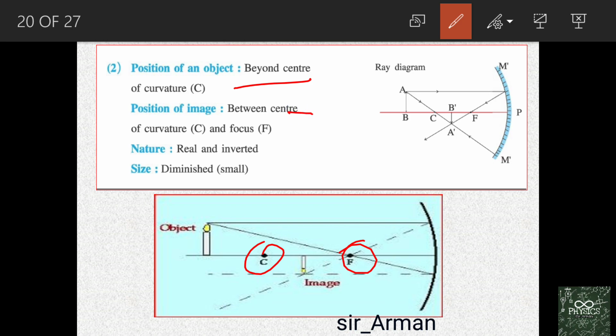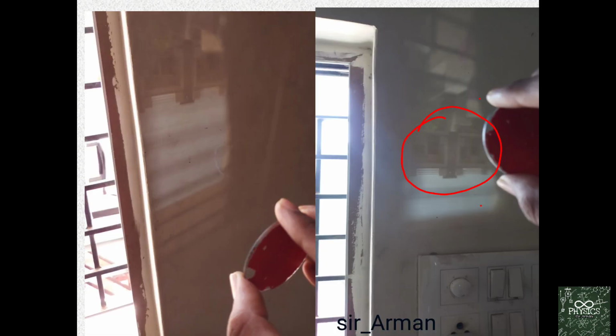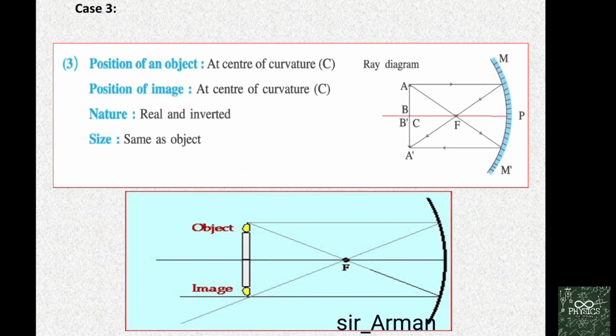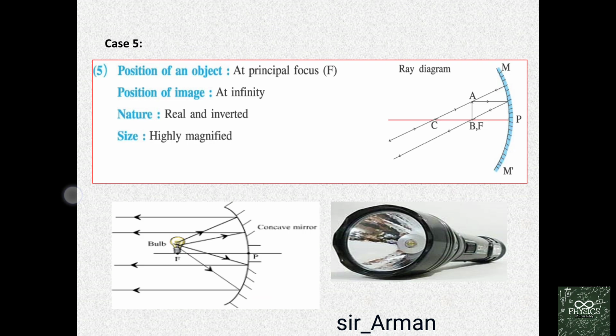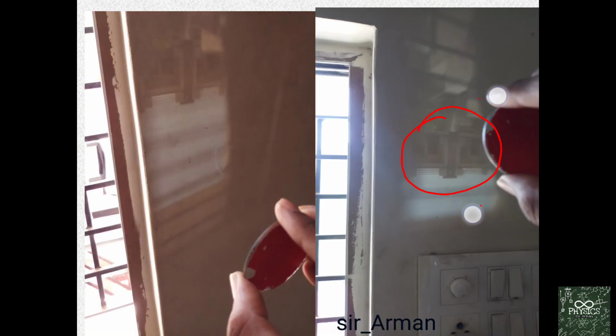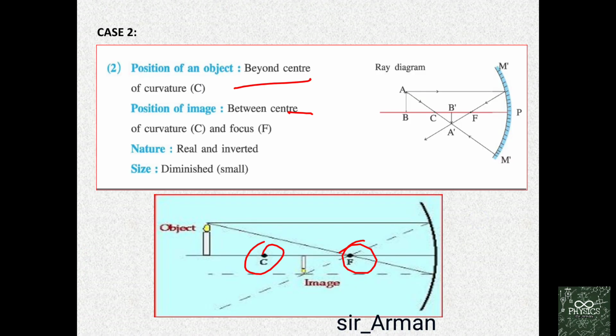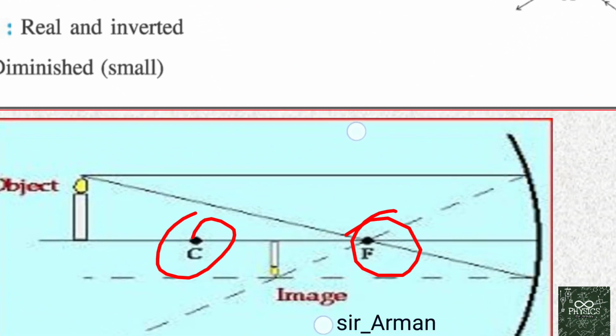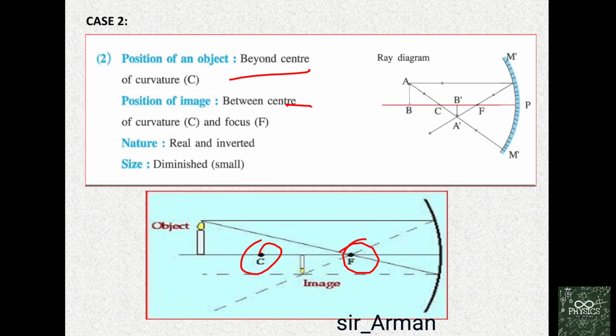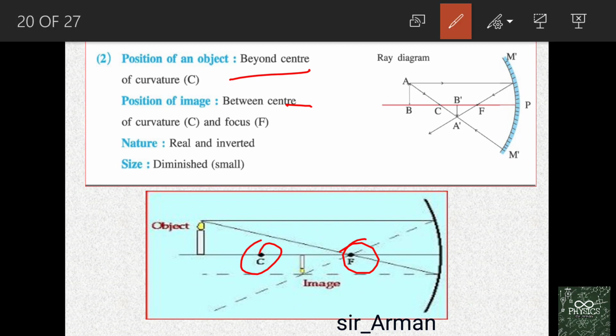Nature real and inverted. In the picture also you can see these houses are inverted, right? The house which we have obtained, these all houses are inverted. Similarly here the image of the candle is inverted and can be obtained on screen. So the nature of the image is real and inverted, and the size of the image compared to object is smaller. So we can say diminished or smaller.